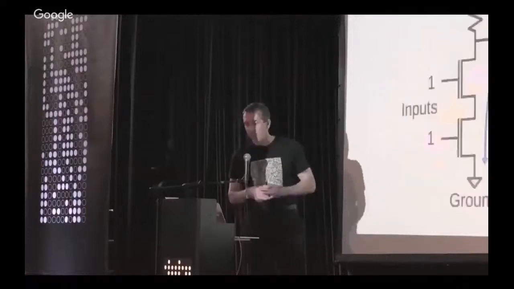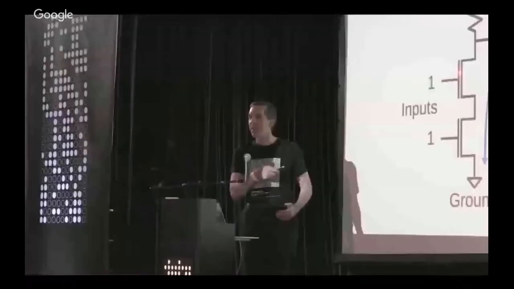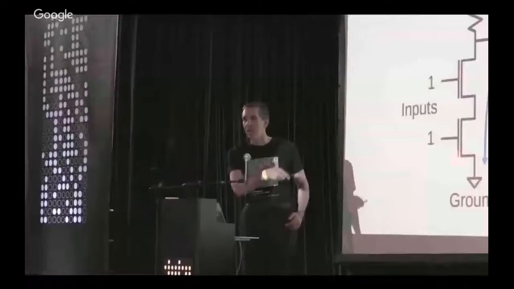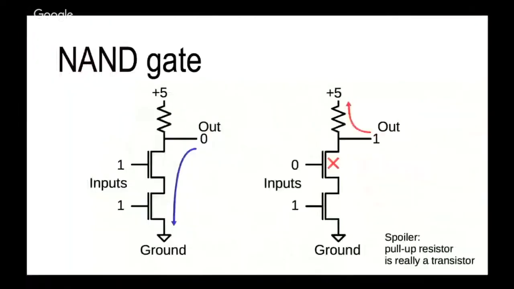Once you have the transistors, you can connect them up to form some gates. Take 2 transistors, you have a NAND gate. If both your inputs are 1, the gate conducts, it pulls the output to ground and you get a 0. Pretty straightforward. And if you have a 0 input, the transistor stops conducting and this resistor will pull the output high. It's very, very easy to implement a NAND gate with MOS transistors.